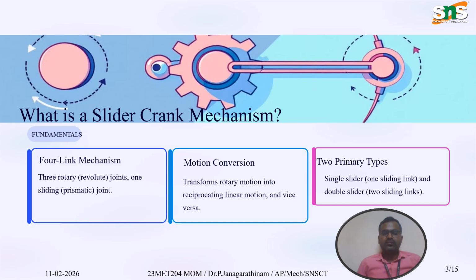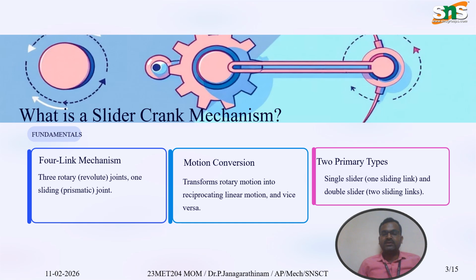The basic types of four-bar link mechanisms involve motion conversion, with two primary types. Generally, there are three rotary joints and one sliding joint. So the rotary motion is converted into sliding, meaning linear, motion. The motion conversion transforms rotary motion into reciprocating linear motion. Because we give rotary motion, the crank rotates clockwise, and from that rotation the slider moves linearly in the horizontal direction.